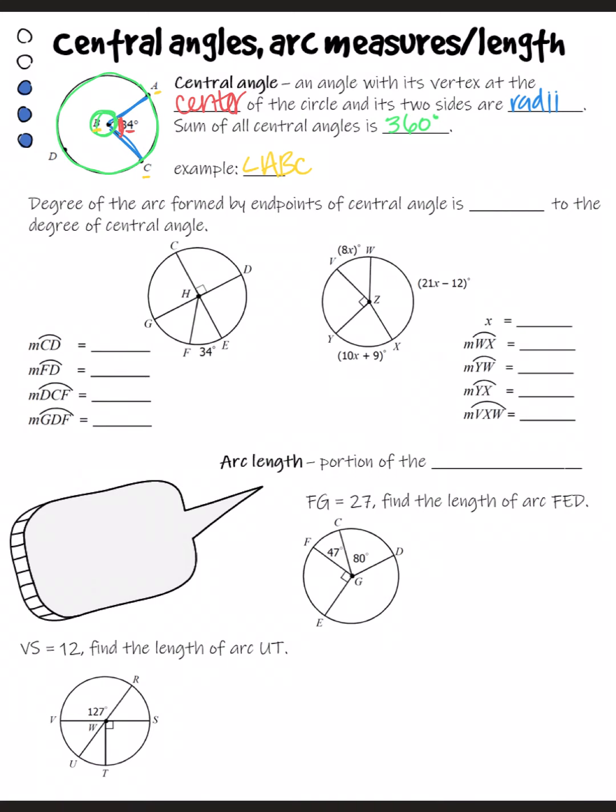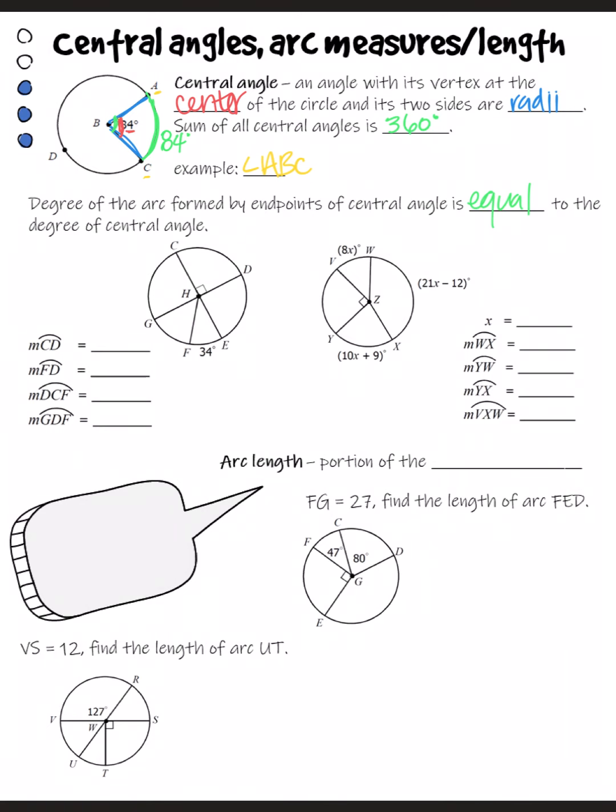All right, what is special about these central angles is the degree of the arc. Where's the arc? The arc is, remember, the part of the circumference, okay? So the degrees of the arc is the same or equal to the central angle. So if this central angle ABC is 84 degrees, then this arc AC is 84 degrees, okay?